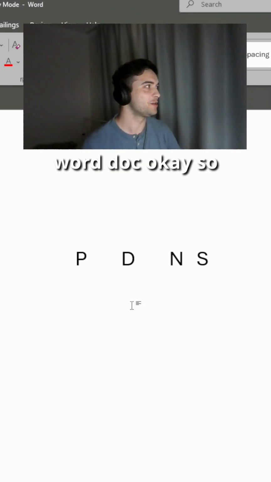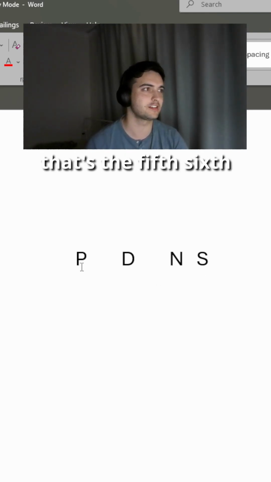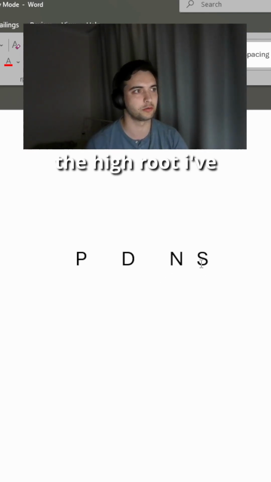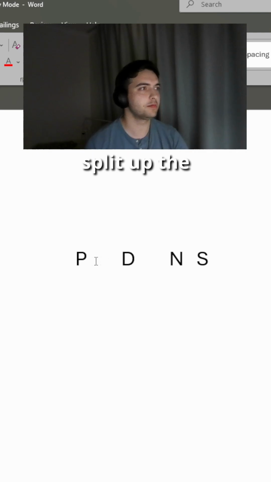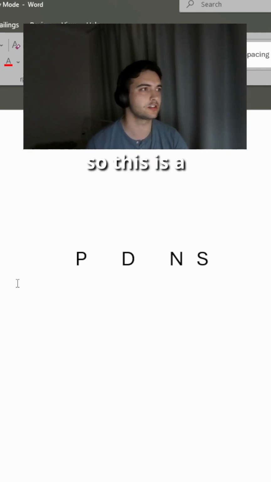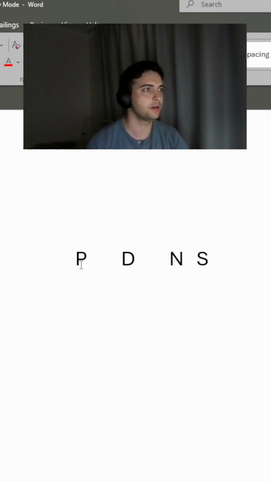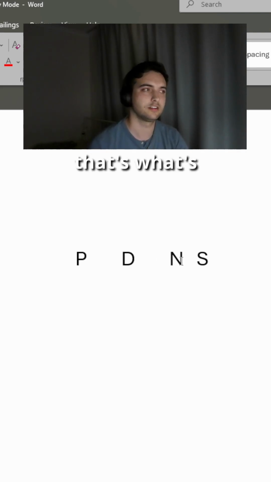Okay, so we have the notes pa, dha, ni, sa. For Western music, that's the 5th, 6th, 7th, and then the high root. I've split up the distances to visually represent the actual distances. So this is a full tone, and then a semitone. What's going on is it's going pa. I just changed the key for my comfort. Pa pa ni da ni sa ni. That's what's going on in theory if you write it down.